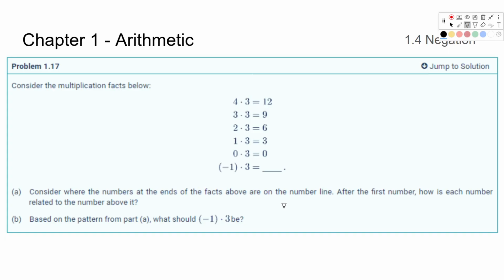All right, so let's look at the multiplication facts below. We know that 4 times 3 is 12, 3 times 3 is 9, 2 times 3 is 6. We did something similar to this in the last section.